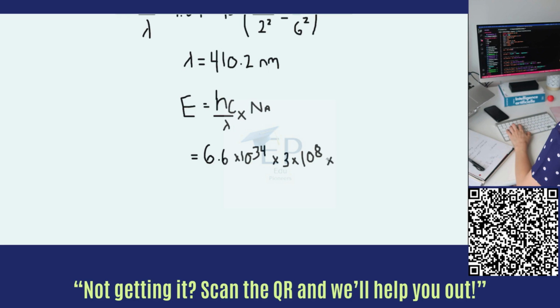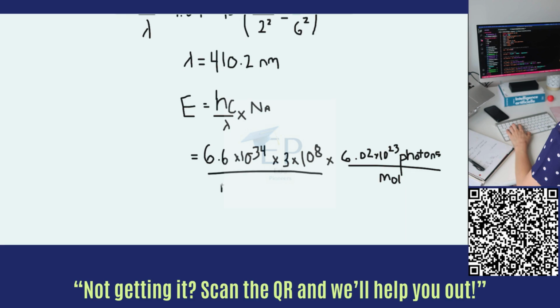And for Avogadro's number, we know it is 6.02 times 10 to the 23rd. And if we want to fill in the units for this one, just so you can see where we get moles, Avogadro's number is really just 6.02 times 10 to the 23rd things over moles. So in this case, we want photons because we're dealing with energy. So it would be 6.02 times 10 to the 23 photons over moles.